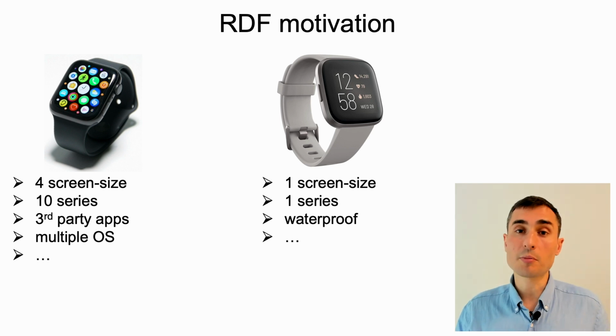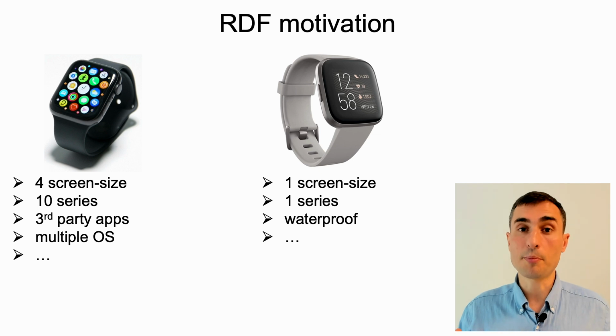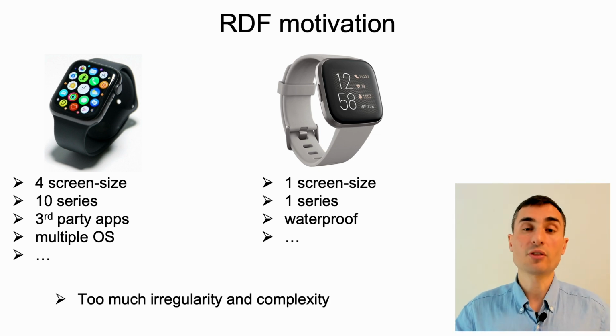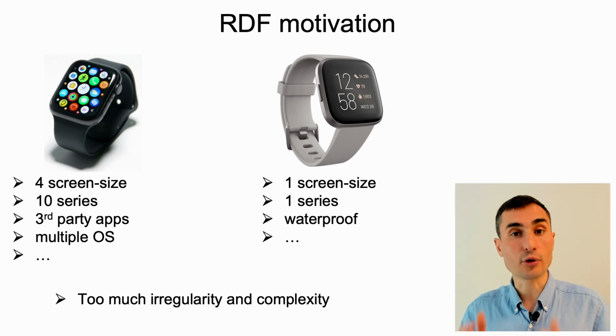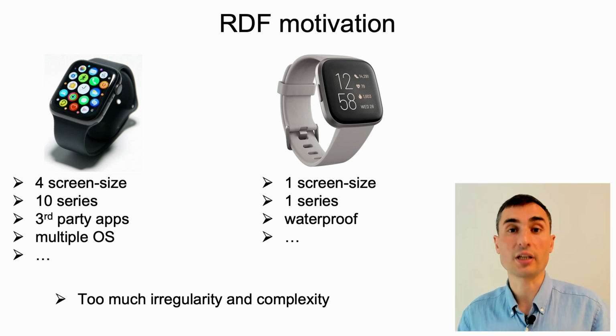The fundamental problem is that if you're a large enough e-commerce company that sells thousands of products, there will be so many irregularities and complexities across your products that you cannot easily converge on a set of meaningful tables and columns that force you to give a rigid structure to your product catalog.